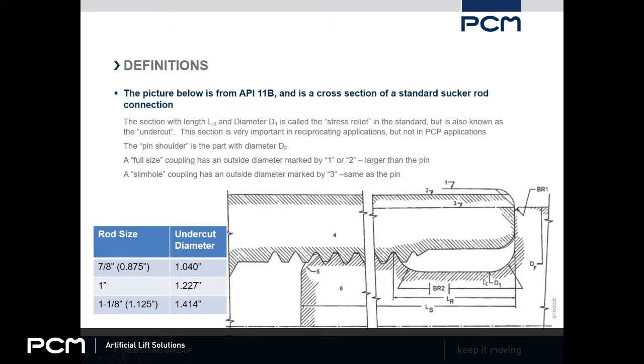This undercut diameter is actually larger than the rod that goes with the same size of pin. It's actually larger than the next larger rod as well. So for a 7/8 inch rod, that undercut diameter is actually just over 1 inch, so it's bigger than the next size of rod. And I think that's important. It means that undercut section actually has a lot of strength to it compared to the rod body.